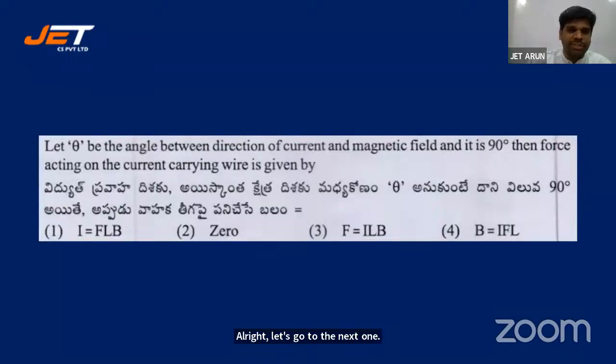Here, students, is another question. Let theta be the angle between the direction of current and magnetic field, and it is 90 degrees. Then the force acting on the current carrying wire is given by... 90 degrees is one special case, students. F is equal to what? Is it F is equal to I by LB? Is it 0?